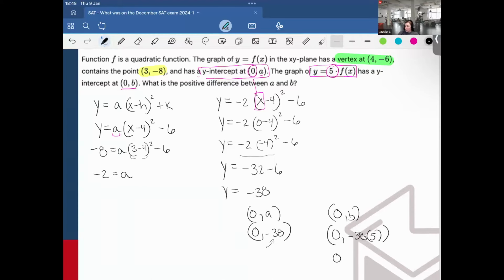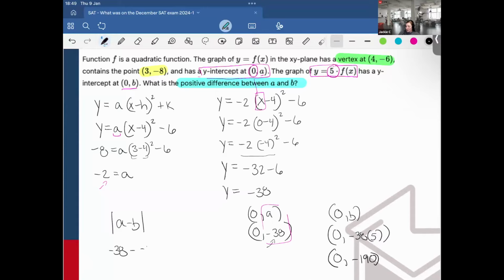So let's see what that is equal to. Calculator. So it's (0, -190). And then our final step to this problem, what is the positive difference between a and b? So positive difference would be the absolute value. Let's go ahead and type that in. So my a value, a for the y-intercept, not to be confused with the a in vertex form, was -38, and then it was minus -190.